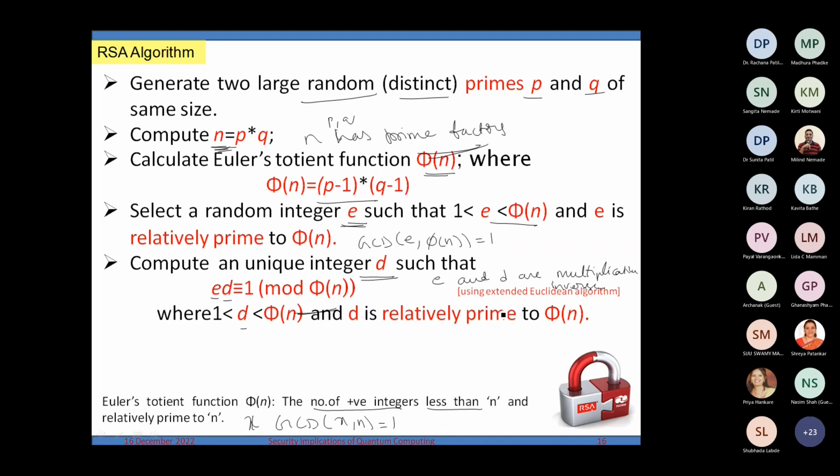So far we have seen 5 steps. If you see the 5th step, what we have done is we have calculated a d such that d is multiplicative inverse of e. How do I write that? ed, when I multiply, it is congruent to 1 at mod psi of n.